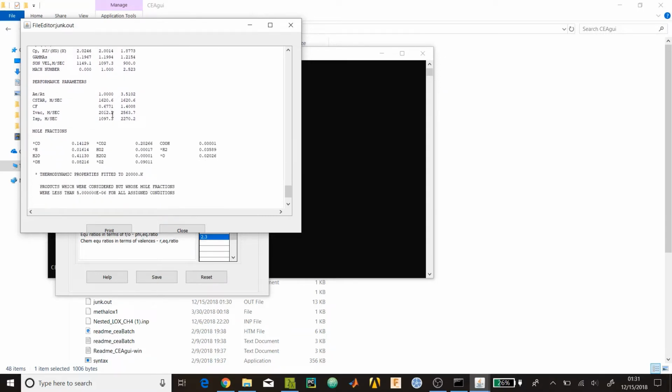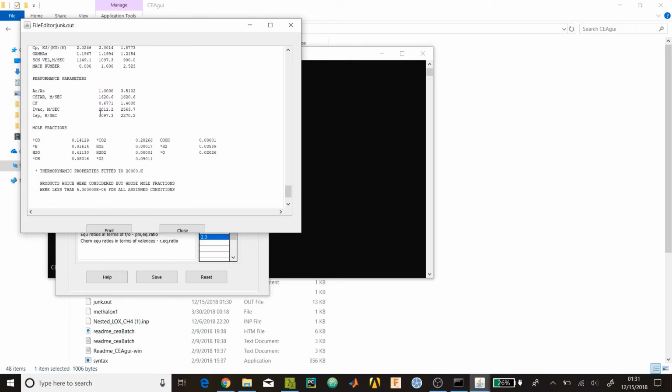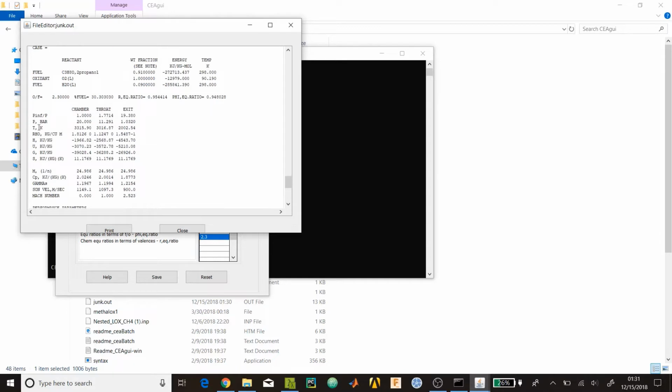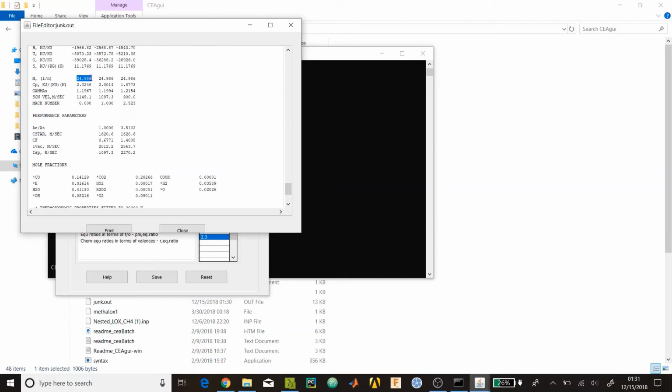Now, one of the variables that contributes to specific impulse is obviously temperature. Higher temperature is better, but you also have to look at the molar mass of the products. You want lower molar mass, which means you want lighter products. This is kind of a technicality, not the complete explanation, but basically lighter products means higher exhaust velocities, which is better.